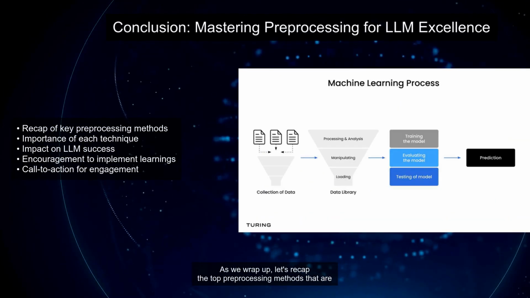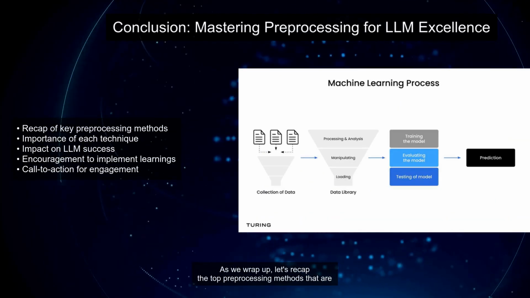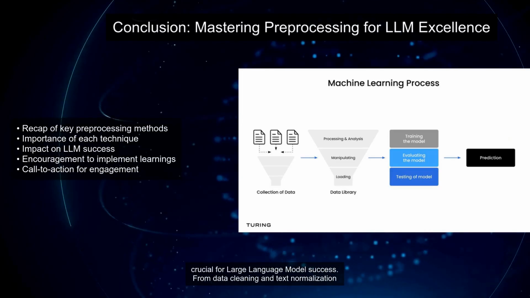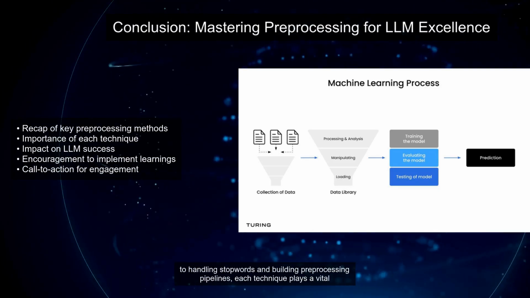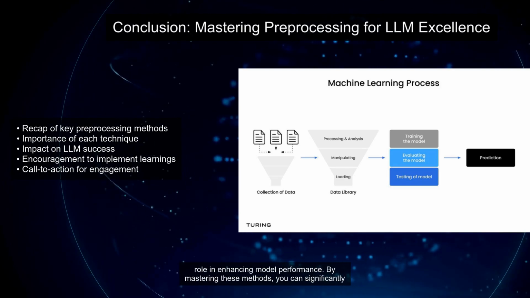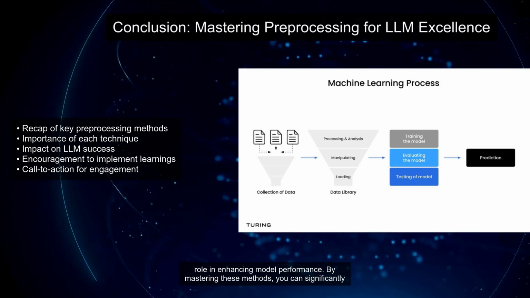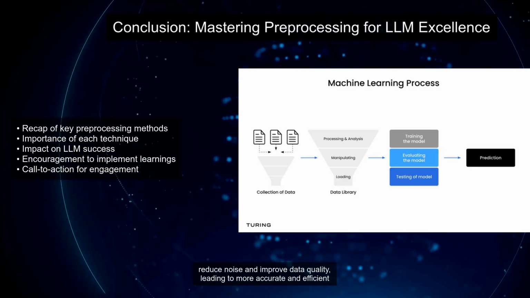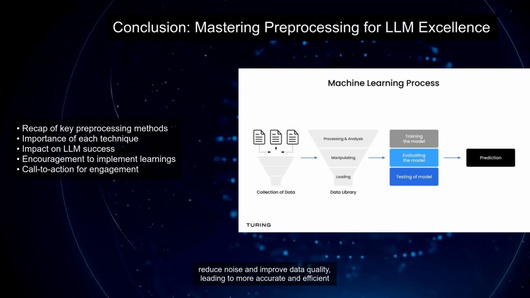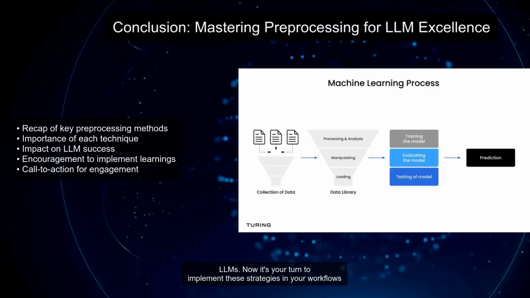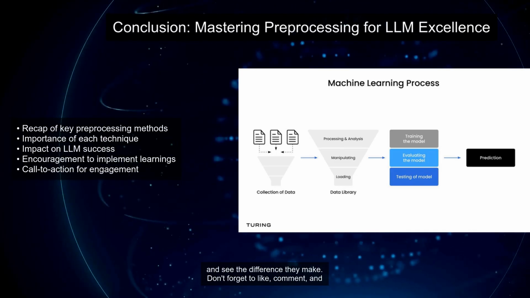As we wrap up, let's recap the top preprocessing methods that are crucial for large language model success. From data cleaning and text normalization to handling stopwords and building preprocessing pipelines, each technique plays a vital role in enhancing model performance. By mastering these methods, you can significantly reduce noise and improve data quality, leading to more accurate and efficient LLMs. Now it's your turn to implement these strategies in your workflows and see the difference they make.